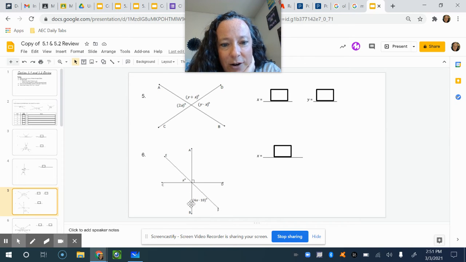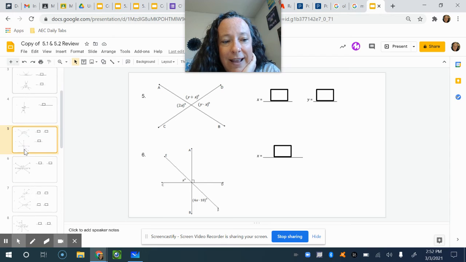Okay, down here on number 6, remember that box means 90 degrees. So we got some stuff happening. This angle right here, B, is 4x minus 10. That means this would be 4x minus 10 because they're vertical angles. And what do I know about x? And then this 4x minus 10 and that 90, they all add to 180.